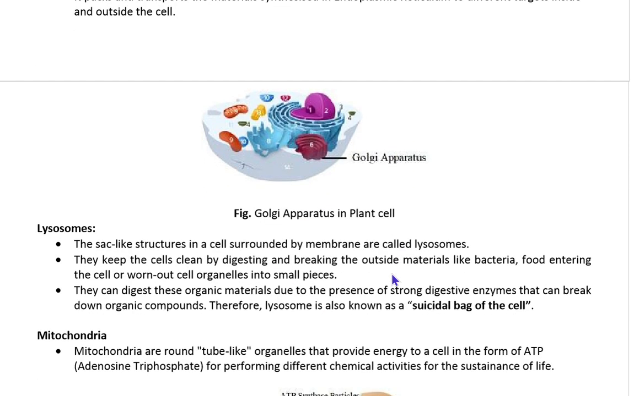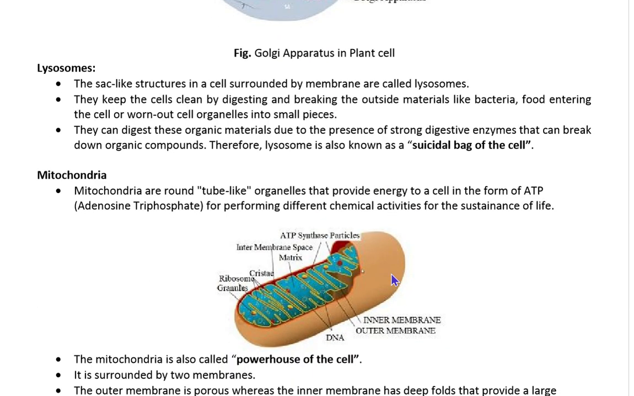The next organelle is lysosomes. Sac-like structures in a cell surrounded by a membrane are called lysosomes. They keep the cell clean by digesting and breaking down outside material like bacteria, food entering the cell, and worn out cell organelles into small pieces. So they actually clean the cell with strong digestive enzymes that are present in the lysosomes.